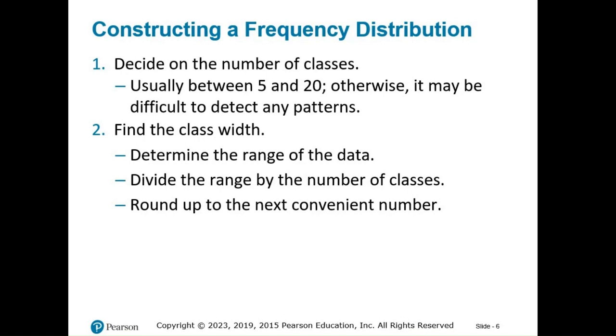Next, find the class width. This is done by first finding the range of the data, meaning subtracting the minimum entry from the maximum entry. Then, divide the range by the number of classes. Once you have a result, round up to the next whole number.